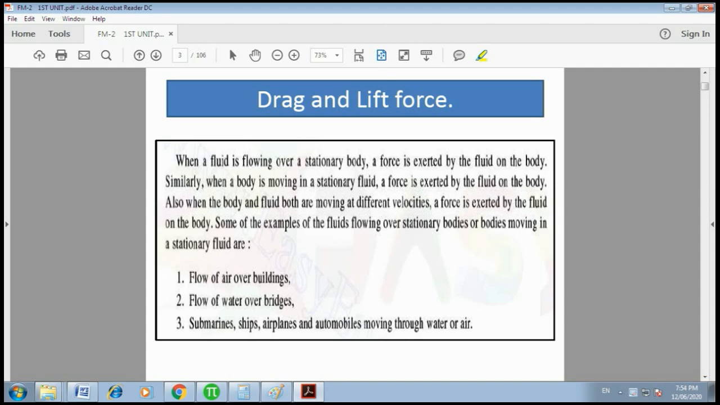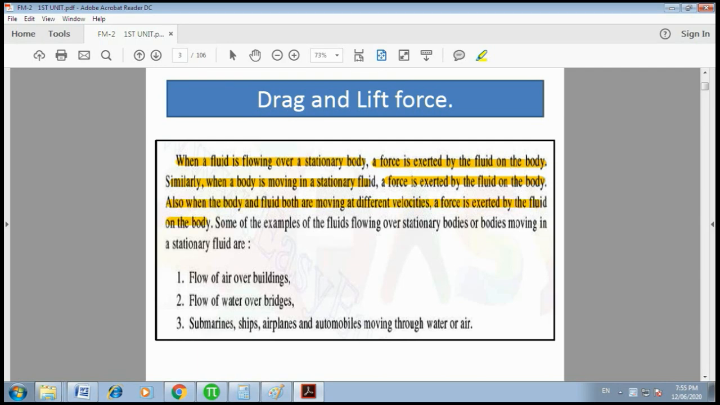Now we'll see some theory, whatever I told you, I will read it here again. When a fluid is flowing over a stationary body, a force is exerted by the fluid on the body. That is my first case. Similarly, when the body is moving in a stationary fluid, a force is exerted by the fluid on the body. That is my third case. Also when the body and fluid are both moving at different velocities, a force is exerted by the fluid on the body. So all three cases are there.